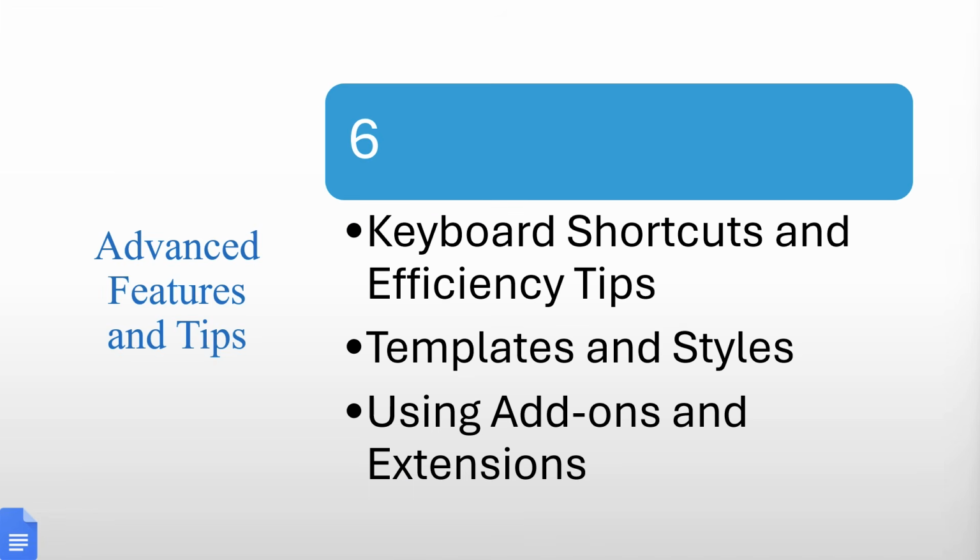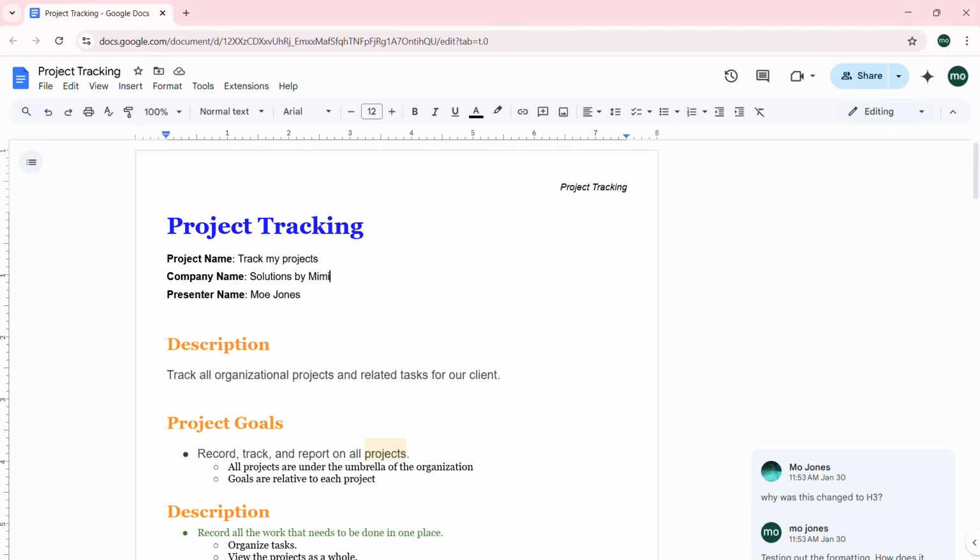In part 6, we'll take a look at some more advanced features and tips, such as keyboard shortcuts. We'll revisit templates and styles, and we'll take a look at a useful add-on or an extension that we can use. I'll go back and open up my Google Doc here.